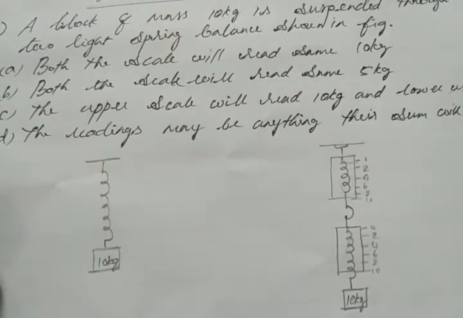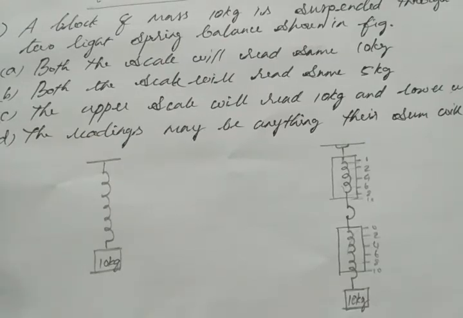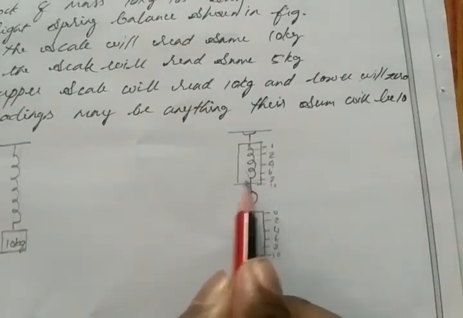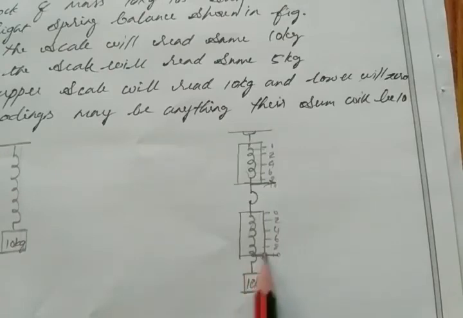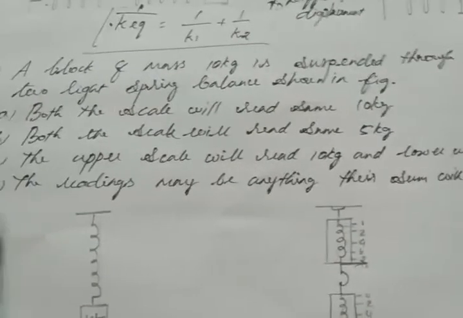As I said already, when two springs are connected in series combination, then they experience the same force. So these two springs experience the same force of 10 kilogram. So when they experience the same force, then both the springs read the same value here. Both the springs read the same value of 10 kilogram. So option A is correct.